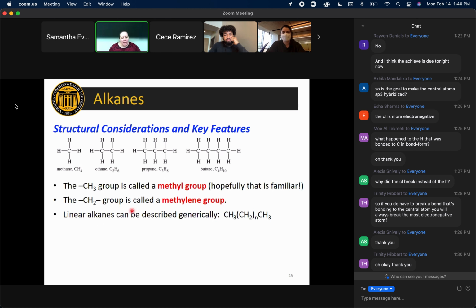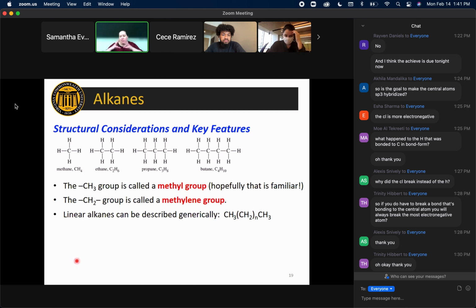For the linear alkanes, we can describe these generically by looking at a condensed structural formula, which, if they're linear, goes CH3, then some number n of CH2 groups, and then a CH3 on the other end. You can see that borne out in the series of 4 up here. Methane on the left is just CH4. Ethane is CH3-CH3, where n is 0. Propane is CH3, CH2, CH3, so just one CH2 group. And then butane has 2 CH2 groups.